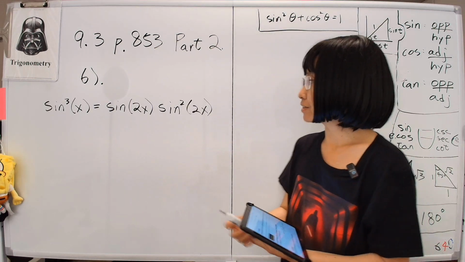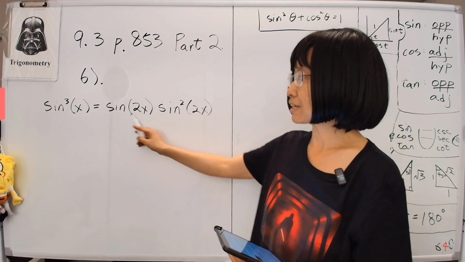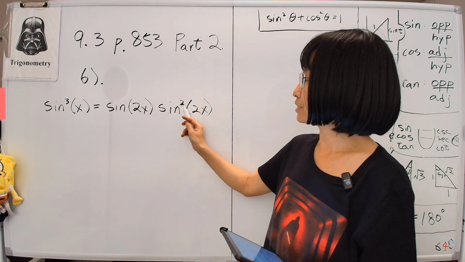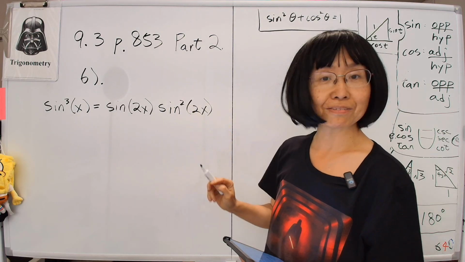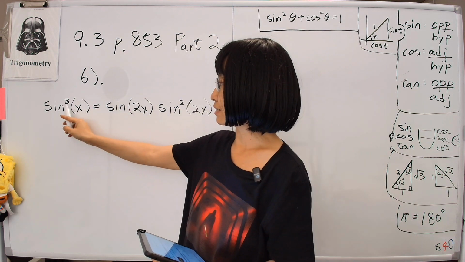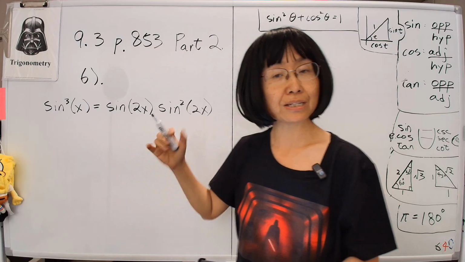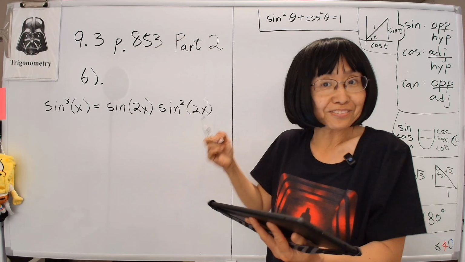The first thing we're going to write down is sine cubed of 2x is equal to sine 2x times sine squared of 2x. Remember, the 2 here means the whole thing is being squared, but we only write it over there. And the same here: the cube power means the whole thing, sine of 2x, is being cubed, raised to the third power. So far so good.